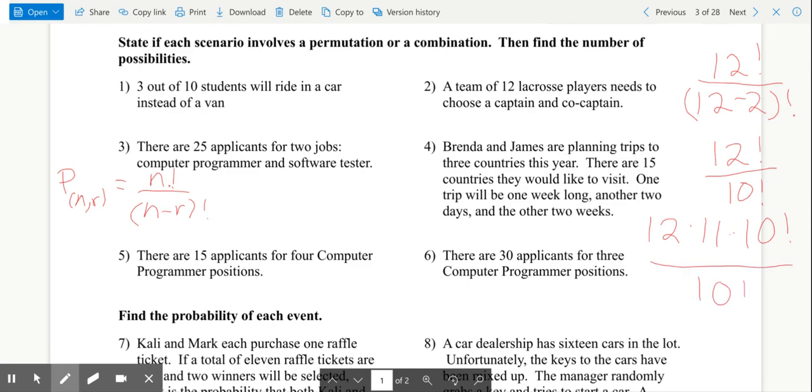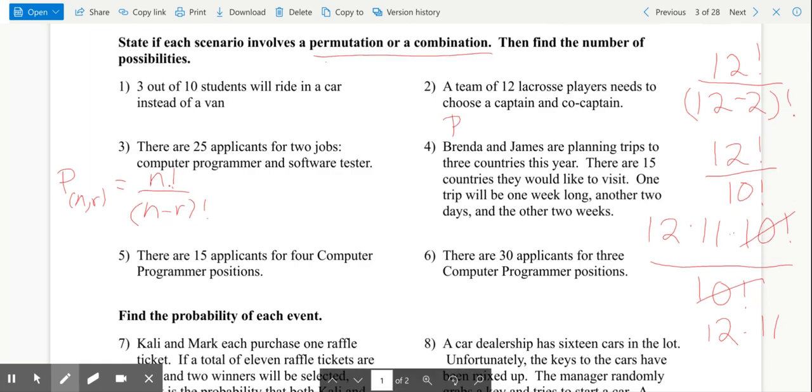Over 10 factorial. So 10 factorial is 10 times 9 times 8 and so on. So 12 factorial is 12 times 11 times 10 times 9 times 8 and so on. So I can rewrite it like this. Now I have 10 factorial and 10 factorial, and I can cancel those. So I'm just left with 12 times 11, which is 132.